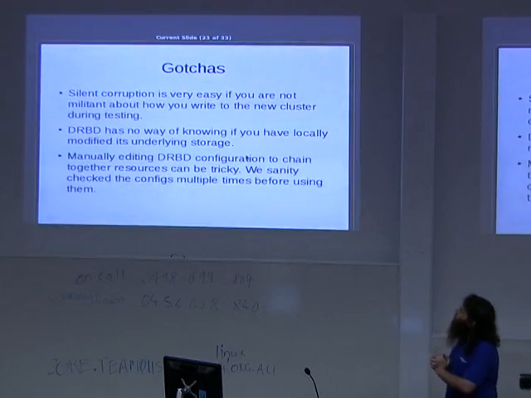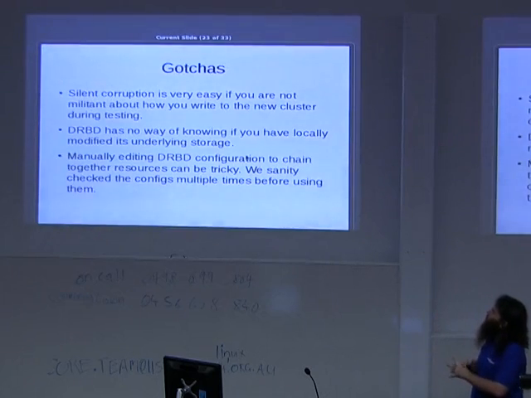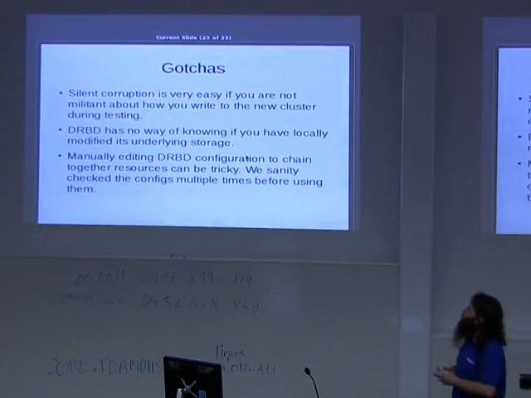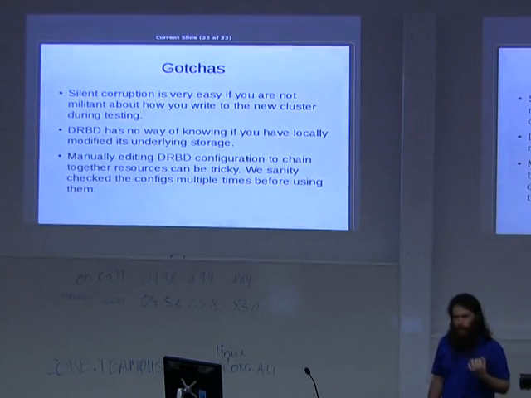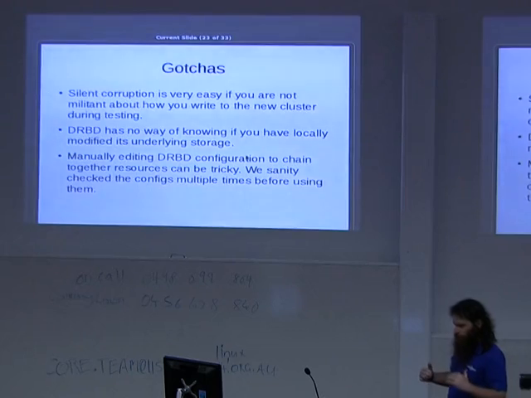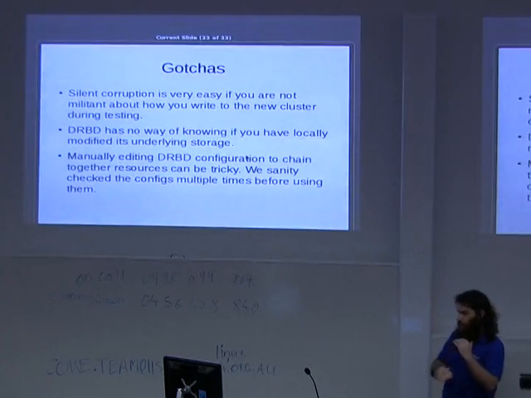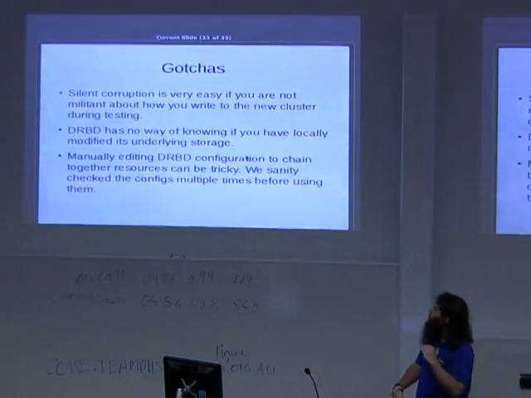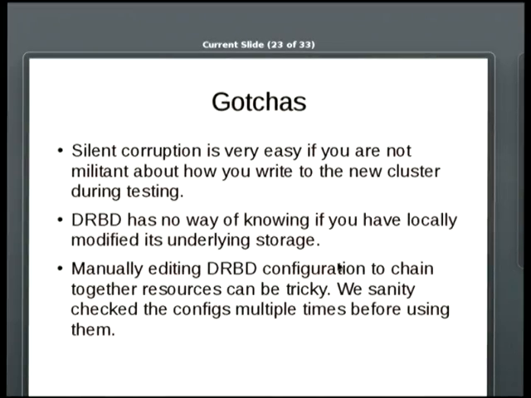Okay, so some gotchas we had to look out for. Silent corruption is actually very, very easy. Remember what I said about chaining DRBD resources together. You only care about the data moving in one direction. Because of that, anything that you write to the volume that's underlying DRBD on cluster 2 is not going to get replicated back to cluster 1.